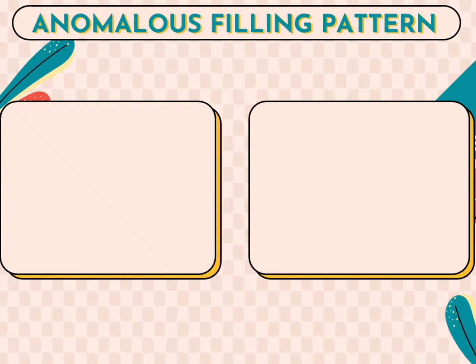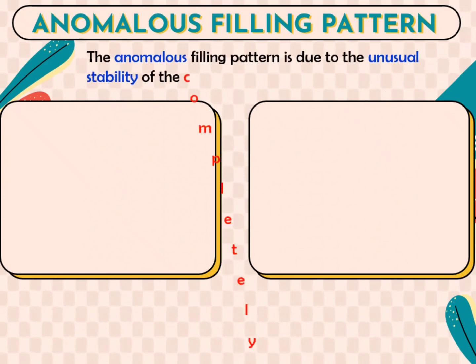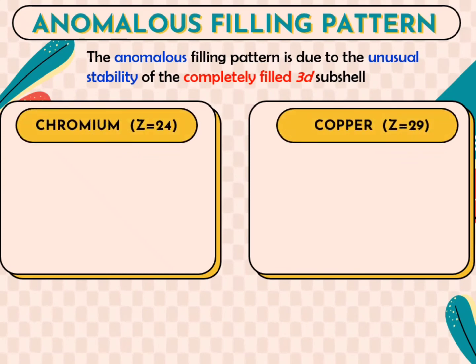Okay guys, so this is the last part of subtopic 2.3, which is related with anomalous filling pattern. Anomalous case here only for 2 atom. Okay, so kita ada 2 jenis atom. Okay, kejap lagi saya akan explain. So anomalous filling pattern is due to the unusual stability of completely filled 3d subshell. Okay, ini hanya berlaku pada chromium and copper only.